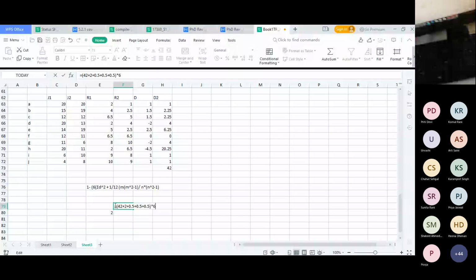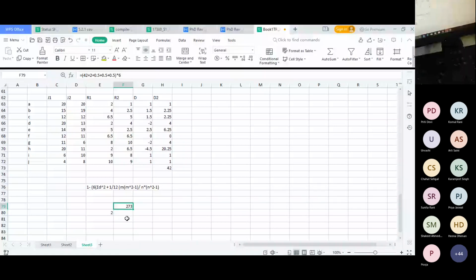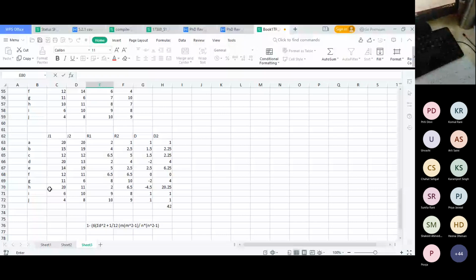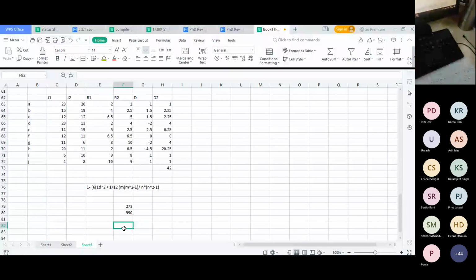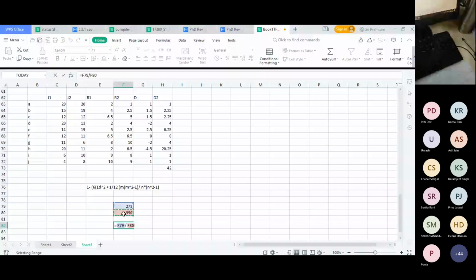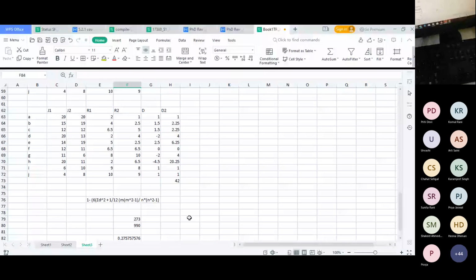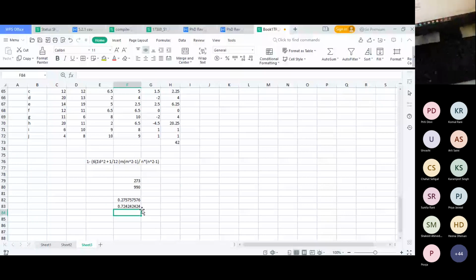So 273 becomes the numerator, and the denominator will remain the same, that is 990, because again there are 10 elements in it. So 990 is your denominator. Now you have to calculate the numerator divided by the denominator, and whatever answer comes, subtract it from 1. So 0.724 will be the correlation coefficient between these two datasets, which again shows a positive correlation, and a high positive correlation as it reached 0.724.